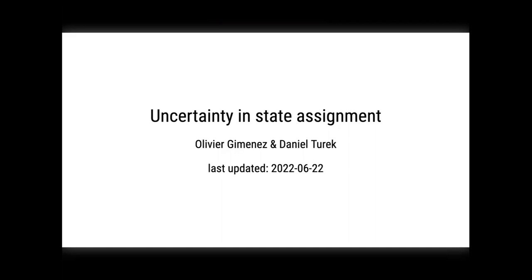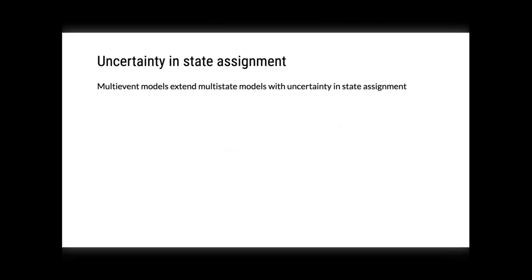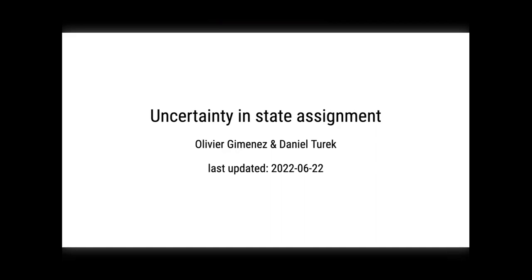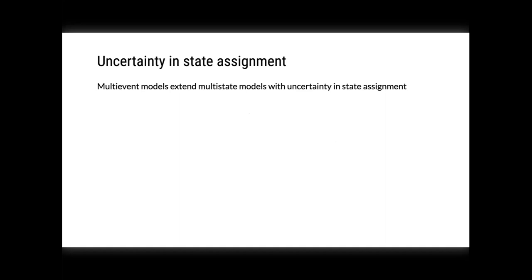Okay, so in this session, we're going to talk about uncertainty in state assignment. Daniel said a few words about it. We're going to talk about multi-event models that extend the multi-state models that we saw with Daniel, with uncertainty in state assignment. So I'm going to give you a few examples to fix ideas.